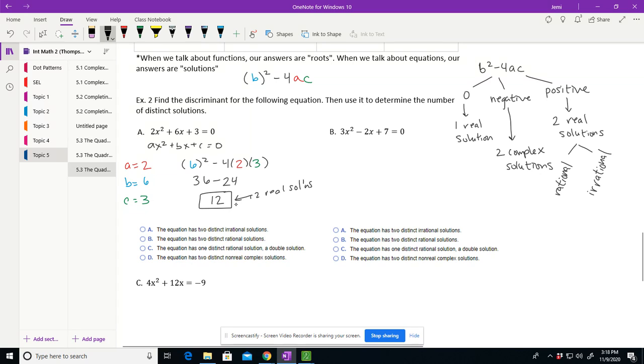But now I have to decide whether that's rational or irrational. So it is going to be rational when that number is a perfect square. Like 9, 25, 100. If it's a perfect square, then it's going to be rational. Otherwise, it's going to be irrational.